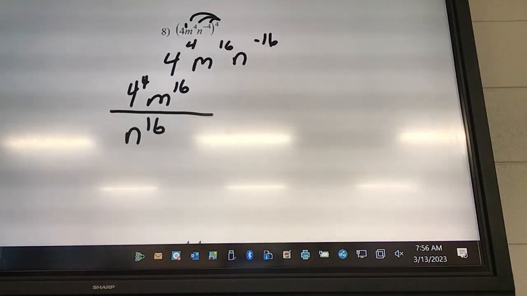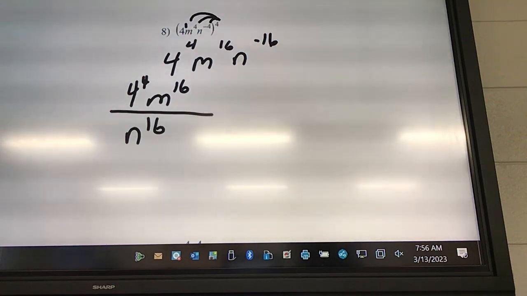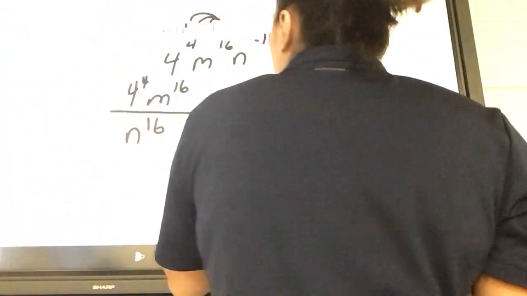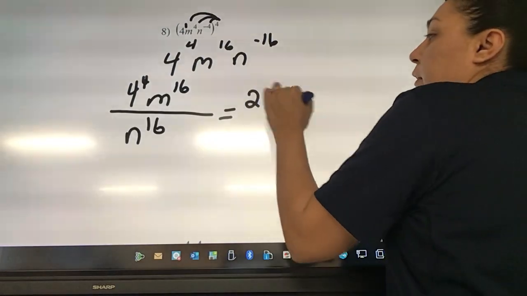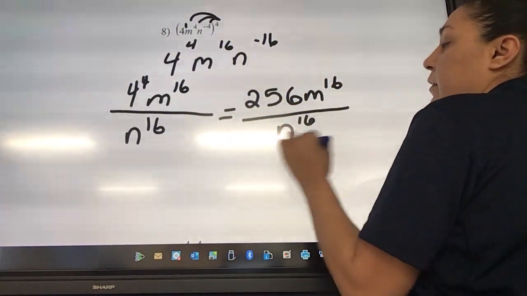Why not? Yeah, the 4 to the 4. What is 4 to the 4th power? 256. Okay. 4 to the 4, 256 m to the 16 over n to the 16.